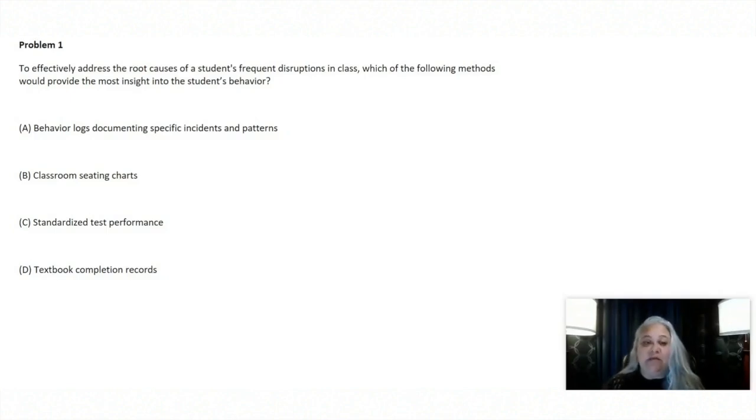And then D, the textbook completion records. That wouldn't necessarily help us either, because textbook completion records just show us basically how a student is doing in the textbook activities and the records that are kept to go along with that student's achievements. So this would not be the best answer either. Our best choice possible for this question is going to be A, behavior logs documenting specific incidents and patterns.